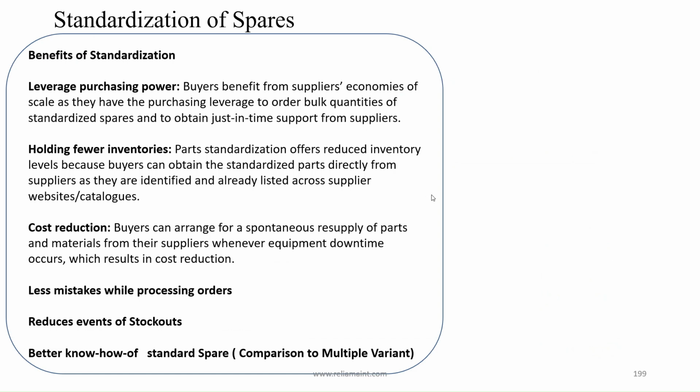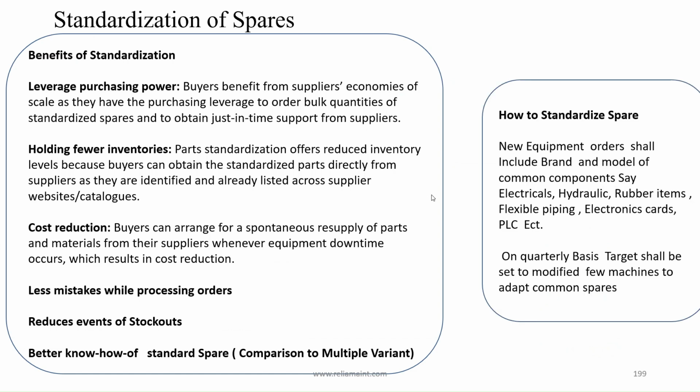Cost reduction. Buyers can arrange for a spontaneous resupply of parts and materials from their suppliers whenever equipment downtime occurs, which results in cost reduction. Less mistakes while processing orders. Reduces events of stockouts. Better know-how of standard spare.